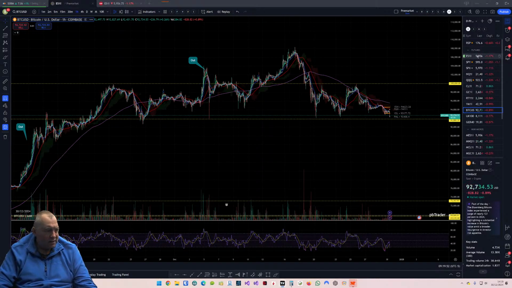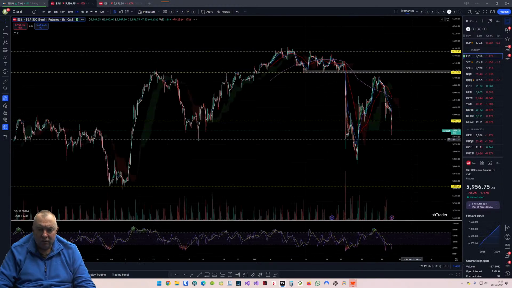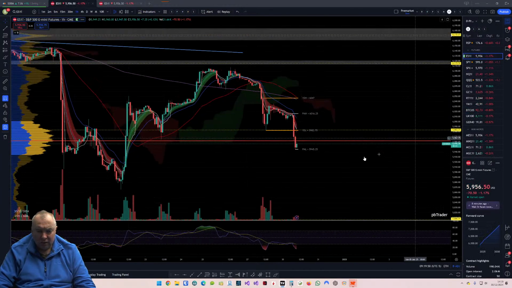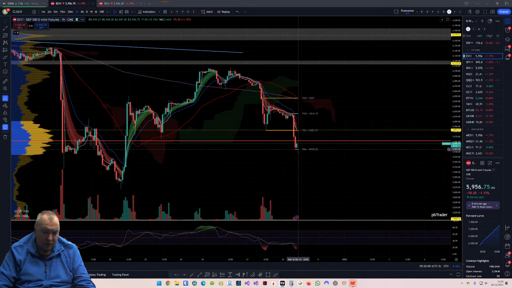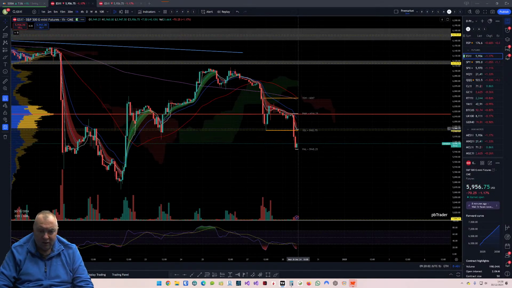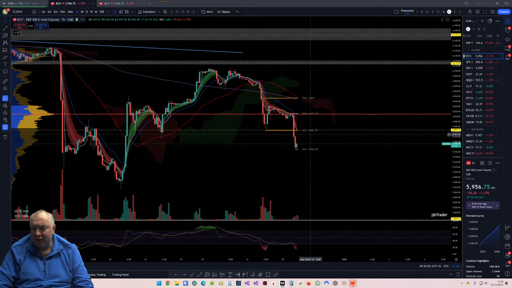Okay, so ES is just doing what it does. So just to recap the levels: pre-market low, break and retest, and then a rejection into that area there, and that's the areas.